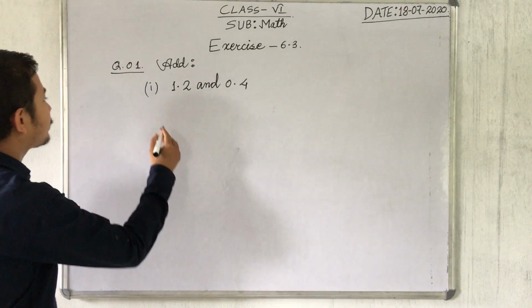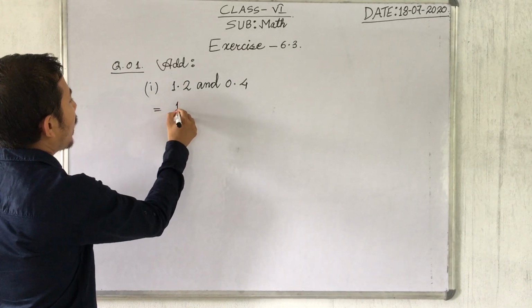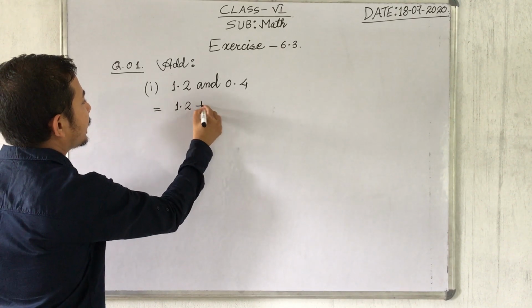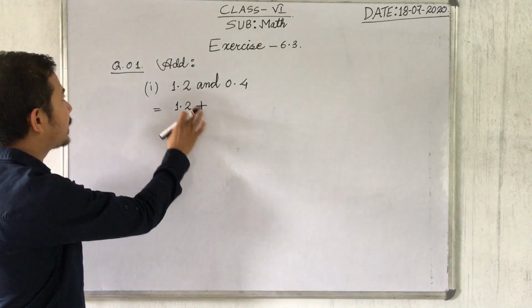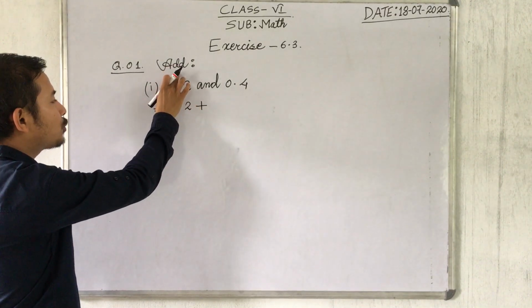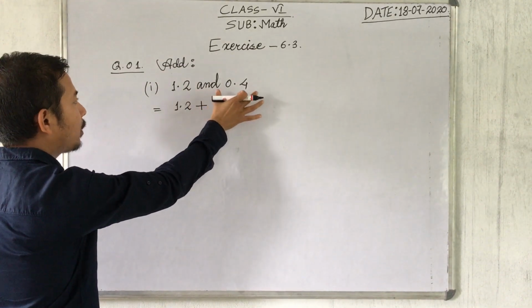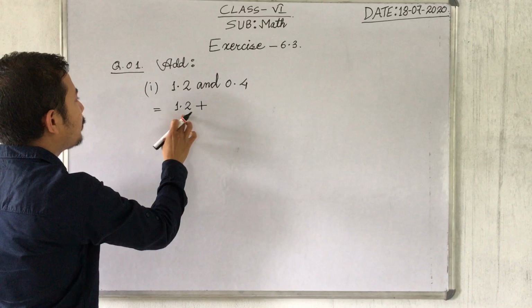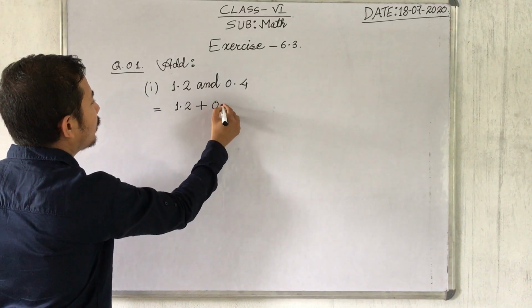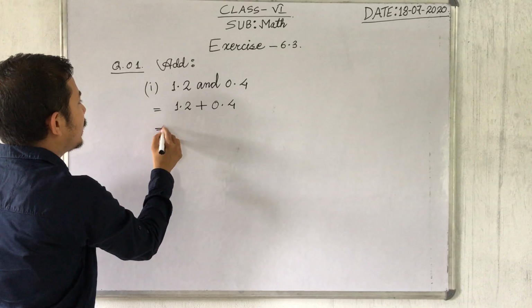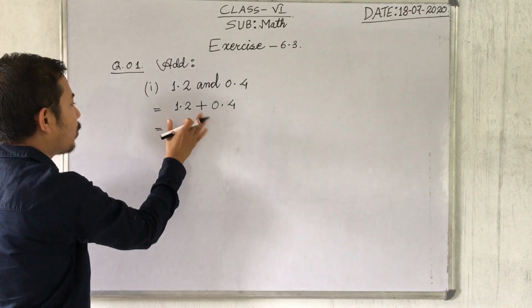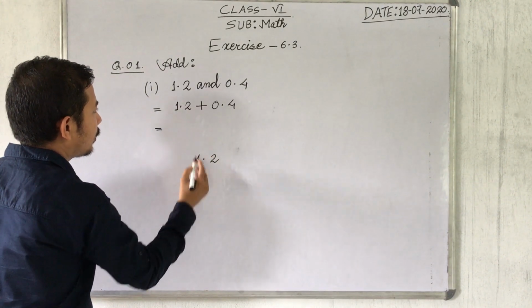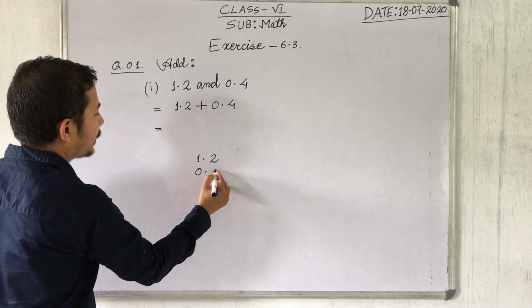Now look at here, 1.2 instead, and we have to put a plus sign. Why have I put a plus? Because they are telling us to add. This is telling us to add these two decimal numbers. Okay. So that's why I have put a plus sign here. So 1.2 plus 0.4. If we add these two decimal numbers, what will be the answer? So for that, we need to do it here. Okay, 1.2 and 0.4.